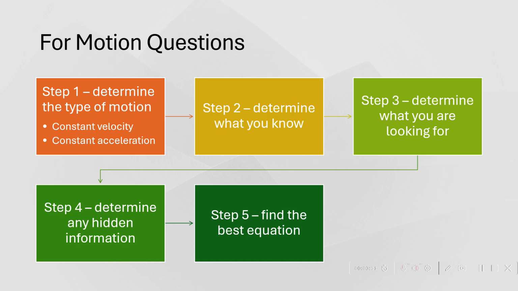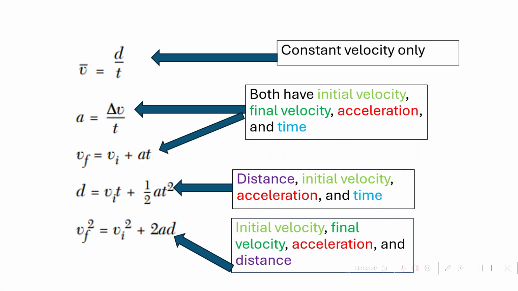That's the small g, which equals 9.81 meters per second squared. They are not going to give you that in a question, but any object in free fall is going to accelerate due to gravity. Step 5 is you're going to find the best equation. The best equation is the one that matches up, whichever one you're only missing one thing. So the first one is only used for constant velocity. So we only use this v equals d over t when it's constant velocity.